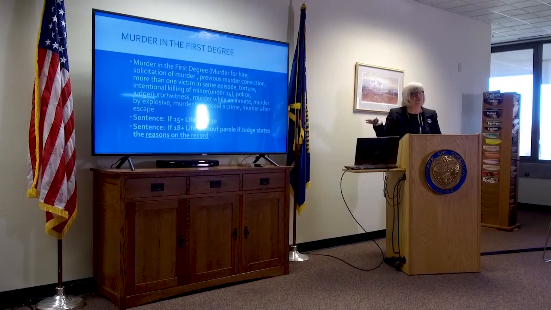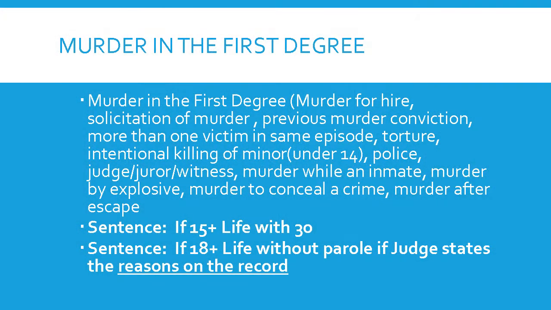These were the things that used to be aggravated murder. So a murder for hire, you had a previous conviction for murder, you murdered more than one person in the same criminal episode, torture, the intentional killing of a child, a police officer, a juror, all of those things. And the sentence is, if you're 15 years or older, life with a minimum of 30. And if you're 18 years or older, it could be life without parole.